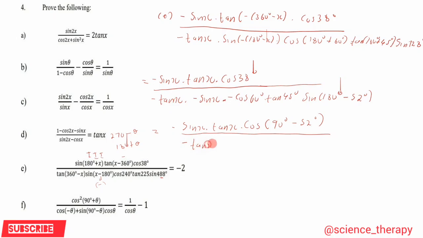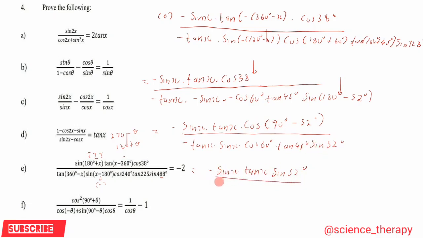So we have tan x and then sine x and cos 60 degrees, then the tan 45 degrees. And now this is in the second quadrant, it's sine. So we know sine in the second quadrant is positive, so we have sine 52 degrees. Then here, what do we have? We have negative sine x and then tan x. This will now be, remember, cos 90 minus is a cofunction, so this will now be sine 52 degrees, which now we can see that it will cancel out with that one.